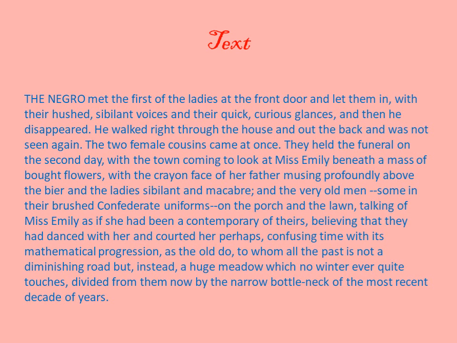which no winter ever quite touches. So their memory area is never touched by any winter. They remember all the things that have happened in their life as if they are put in some green meadow from which they can pick and talk about. Divided from them now by the narrow bottleneck of the most recent decade of years. All these happenings of their past appear to them as if there's hardly any distance from those memories. The distance is just like a bottleneck, and the decade of years appear to them as very recent happenings of their life.